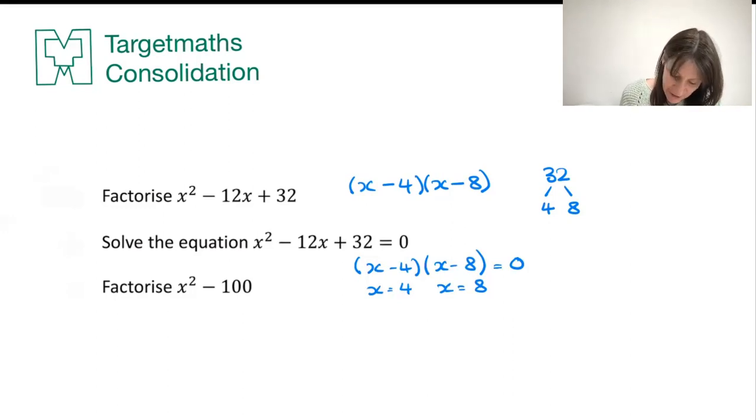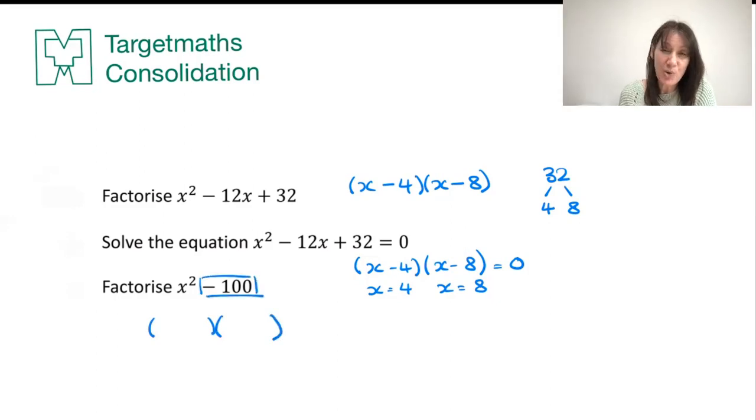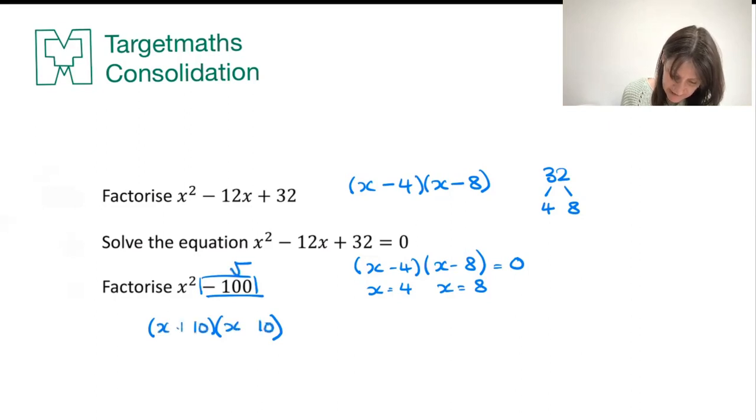This one is our exception to the rule. Okay, it's 2 terms, which would normally go into 1 bracket, but this is going to go into 2. I recognize it because of this negative square number. So drop my x quickly, square root this, which is 10, and then it's plus or minus that 10. And hopefully it has started well for you.